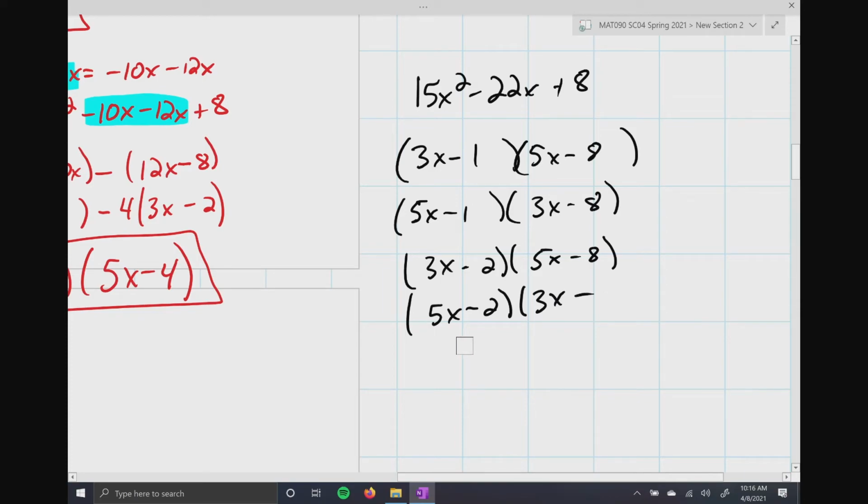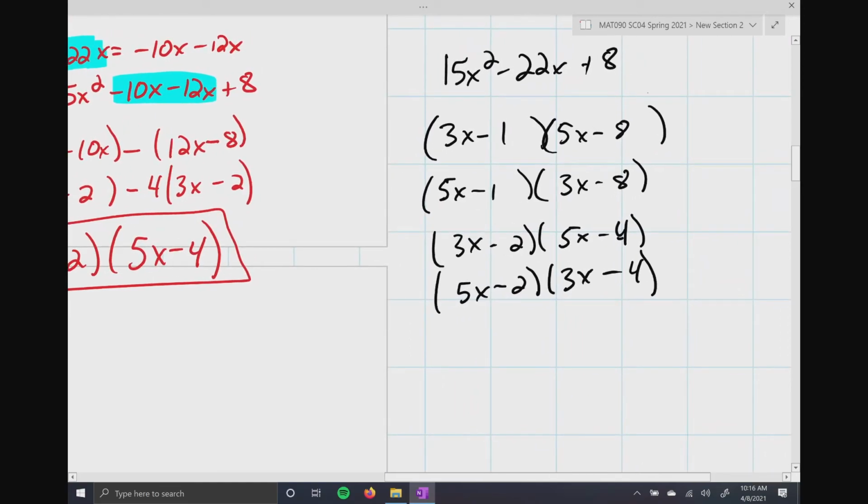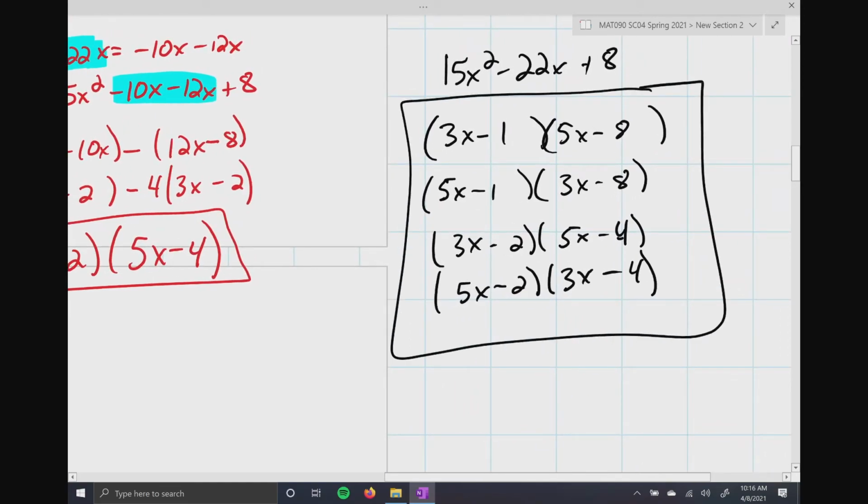Oh, that's supposed to be a 4. All right. So for this problem right here, here are the 4 possible answers. These are all possible. Because when you think about it, 3x times 5x is 15x squared, and negative 1 times negative 8 is positive 8.